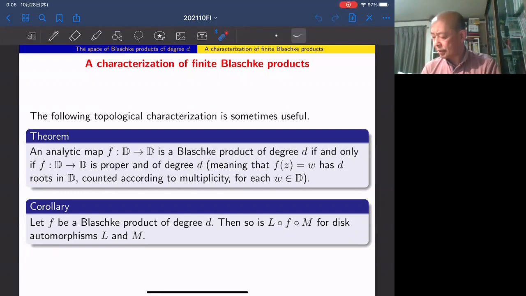So this is a rather intrinsic characterization of Blaschke products. By using this, for instance, we can see that if F is a Blaschke product of degree D, then this function composed with the disk automorphisms L and M is again a Blaschke product of the same degree D. But of course, this property is valid only for finite Blaschke products. For infinite Blaschke products, this doesn't hold anymore.